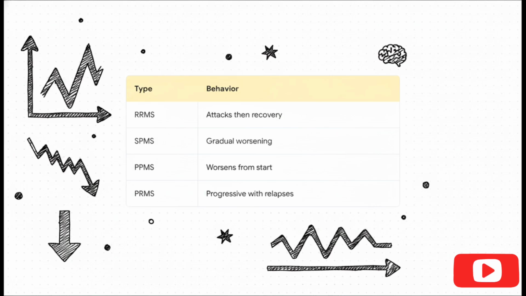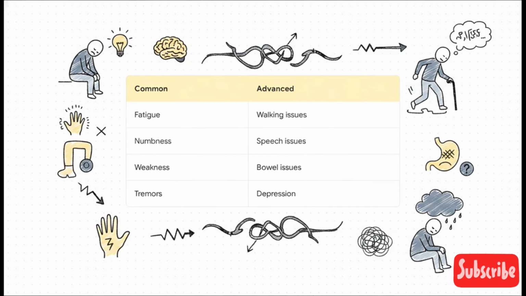By figuring out which category a patient falls into, doctors can better predict the disease's behavior and, most importantly, tailor the treatment. Grouping the symptoms like this really helps us logically understand the immense physical and, honestly, the emotional toll of this disease.